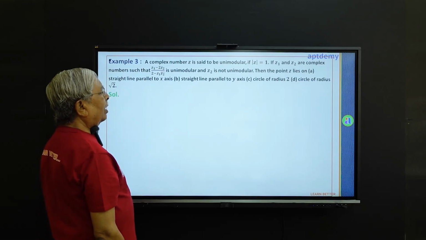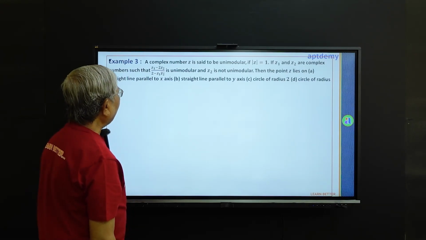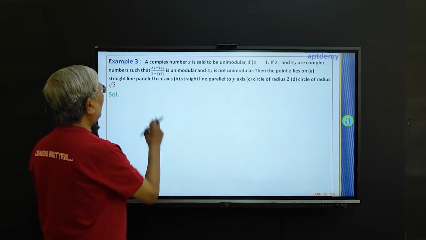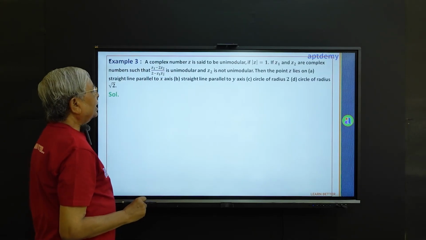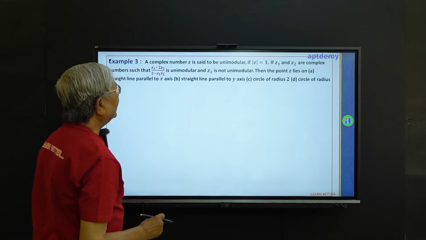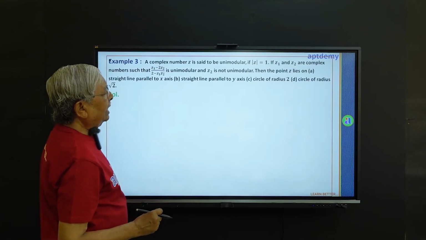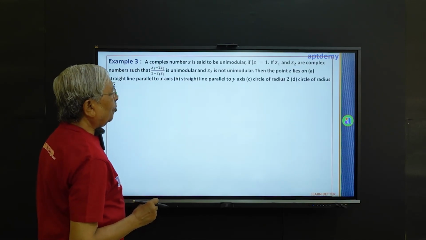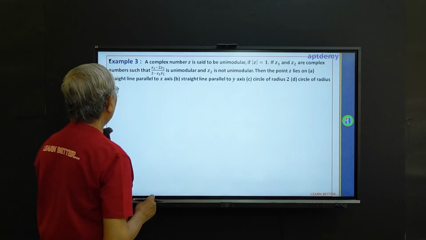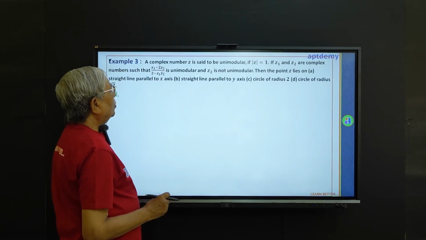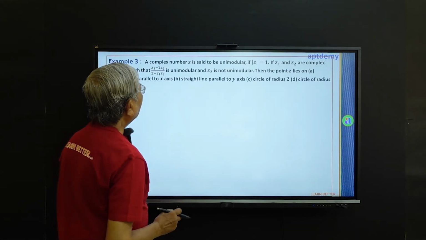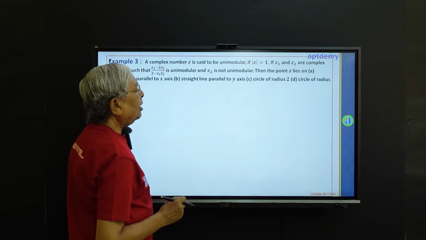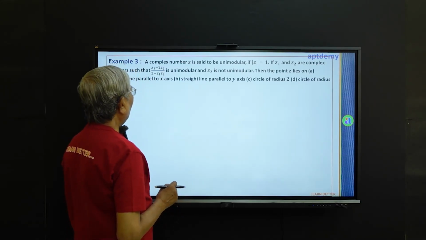Next, if z1 and z2 are complex numbers such that (z1 minus 2z2) by (2 minus z1 z2 bar), where z2 bar means the conjugate of z2, is unimodular and z2 is not unimodular, then the point z1 either lies on a straight line parallel to x-axis, a straight line parallel to y-axis, a circle of radius 2, or a circle of radius root 2. So first we discussed that unimodular means modulus of z equal to 1, and not unimodular means modulus of z is not equal to 1.